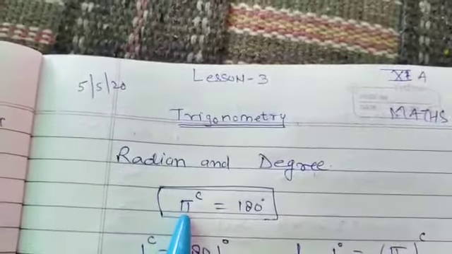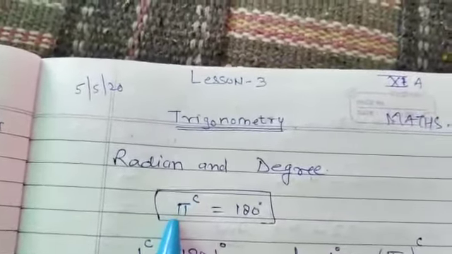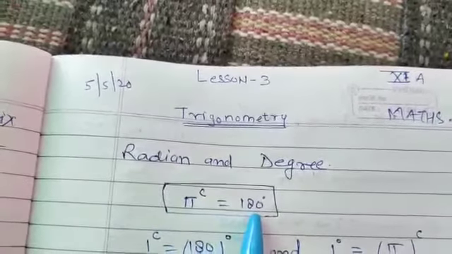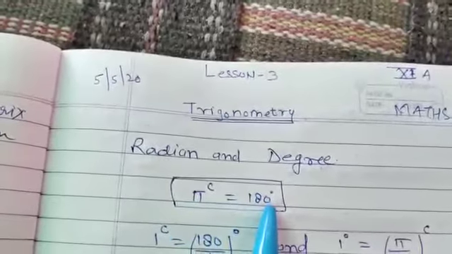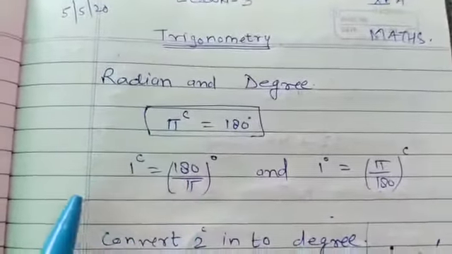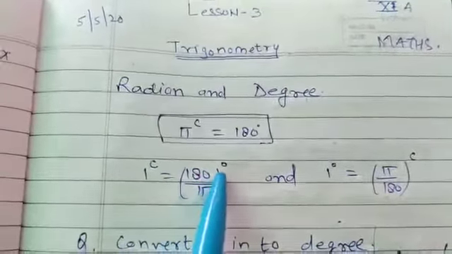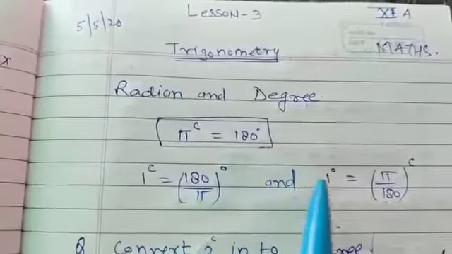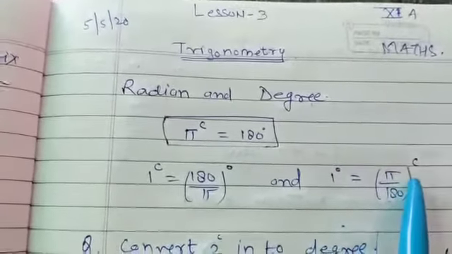This is pi, and this is the symbol for radian, small c. Pi radian is equal to 180 degree. This is the relation between radian and degree. Now, from this relation we conclude that 1 radian is equal to 180 over pi degree, and 1 degree is equal to pi over 180 radian.